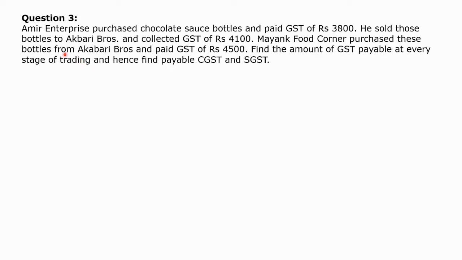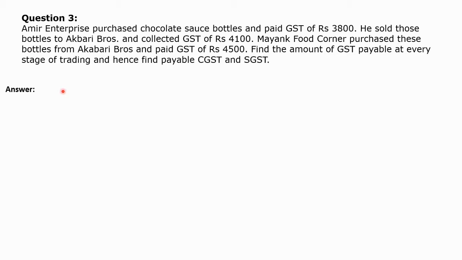Question 3. Amir Enterprise purchased chocolate sauce bottles and paid GST of rupees 3,800. He sold those bottles to Akbari Bros and collected GST of rupees 4,100. Mayank Food Corner purchased these bottles from Akbari Bros and paid GST of rupees 4,500. We have to find the amount of GST payable at every stage of trading and hence find the payable CGST and SGST. If you note in this question, there is trading in two stages. The first stage of trading is from Amir Enterprise to Akbari Bros, and the second stage of trading is from Akbari Bros to Mayank Food Corner.